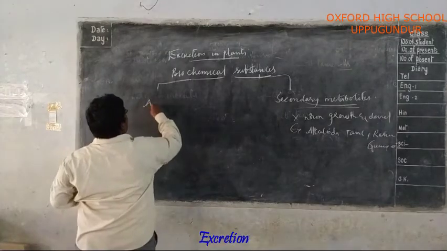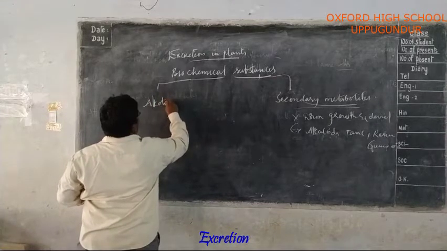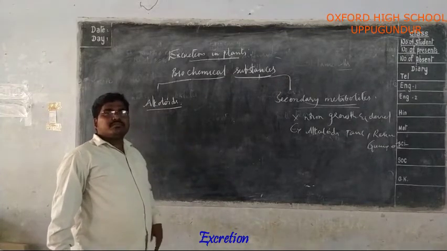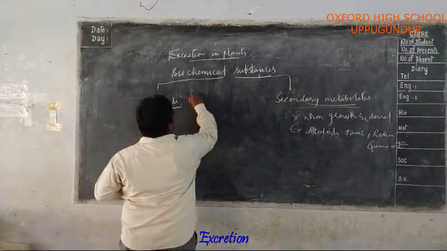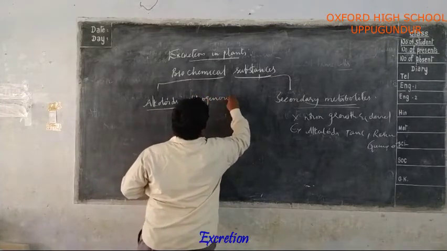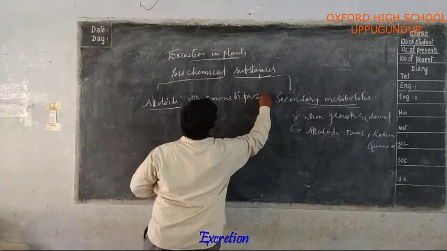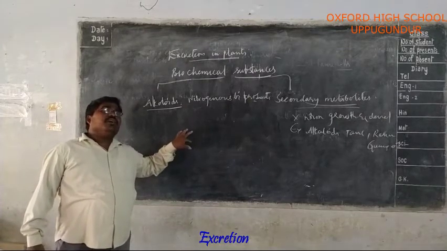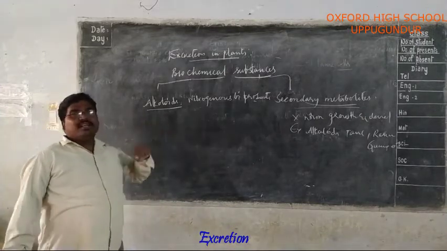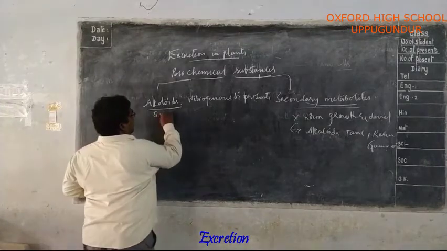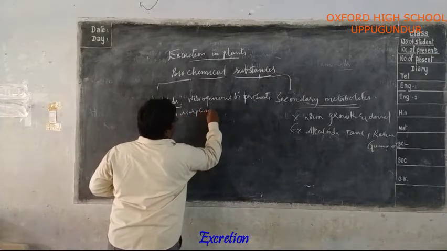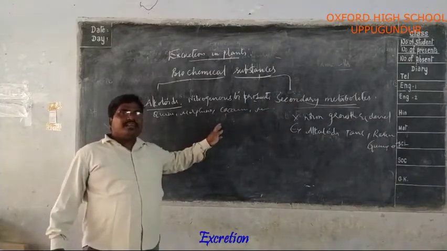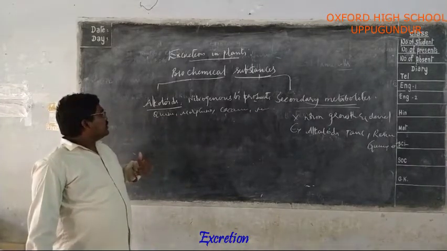First one is alkaloids. Alkaloids are nitrogenous byproducts stored in different parts of the body, like the leaves, bark, stems, roots, or seeds. They are very poisonous. Examples: quinine, morphine, cocaine, neem, etc. These different types are alkaloids.